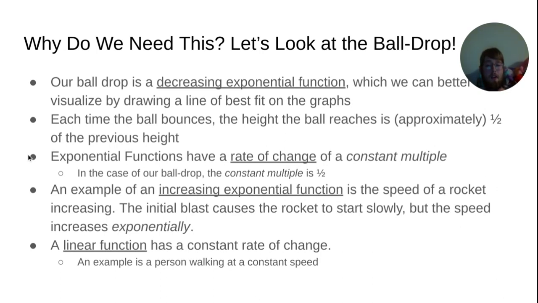How does this differ? A linear function has a constant rate of change. An example of this would be a person walking at a constant speed. So if a person is walking at 2 miles an hour for 5 hours, we know that 2 times 5 means they would walk 10 miles in those 5 hours.